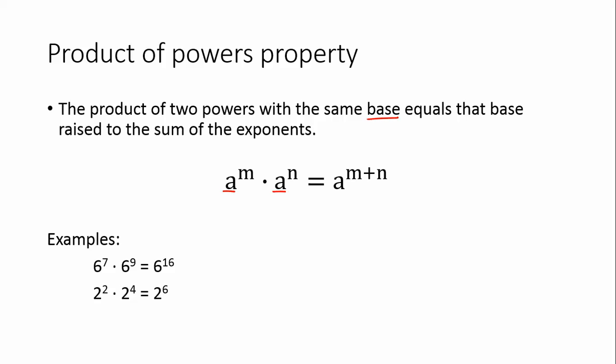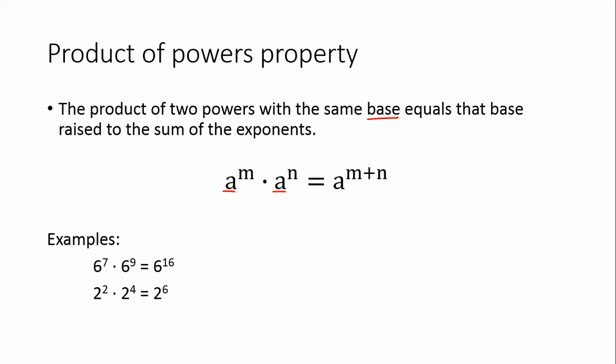So in the examples, we have 6 to the 7th times 6 to the 9th. That gives us 6 to the 16th. We also have 2 squared times 2 to the 4th, and that's 2 to the 6th. So you can see the sum of 7 plus 9 is 16, and the sum of 2 and 4 is 6. And I'll show you why this works with the 2's.